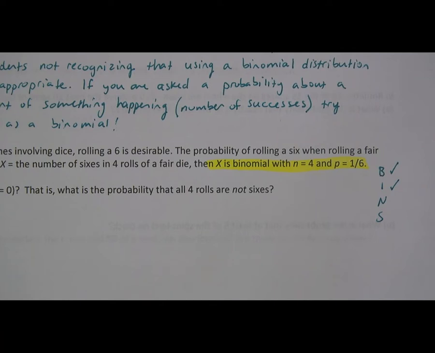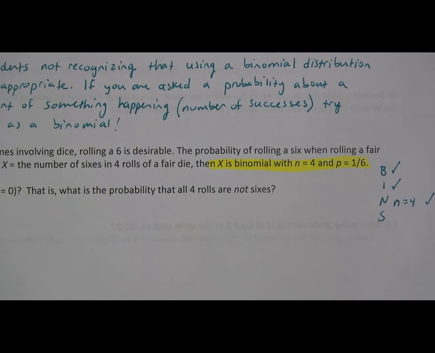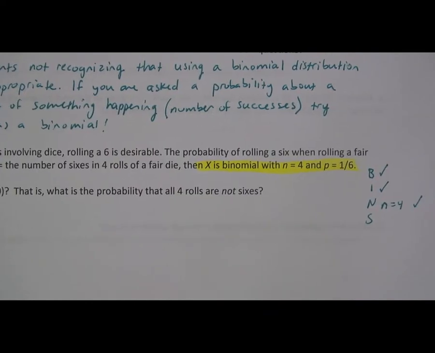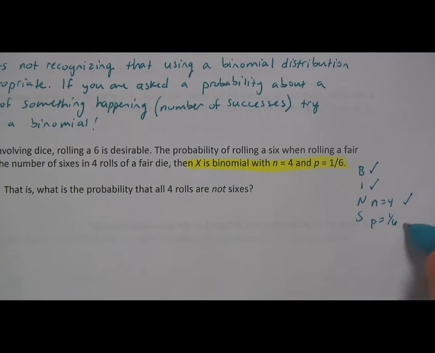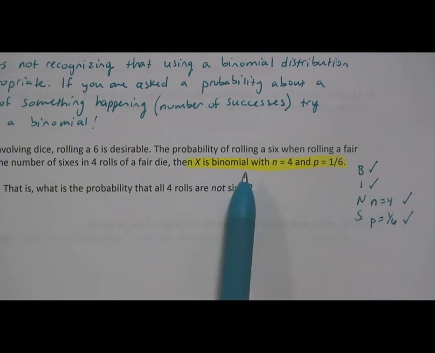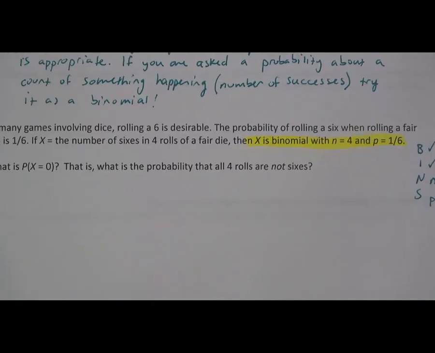I'm rolling the die 4 times, so the number of trials is 4. It's fixed in advance. If you look at the top of your page, that's what the N is. And the probability of success does not change from roll to roll. I have a 1 in 6 chance of rolling a 6, so my probability of success is 1 out of 6 every single time I complete a trial. That's me just checking the BINS acronym off to the side if they hadn't told me the highlighted information. They literally said X is binomial, so you don't check for BINS if it tells you it's binomial. But I wanted to model that for you.